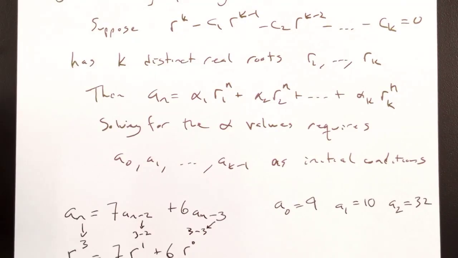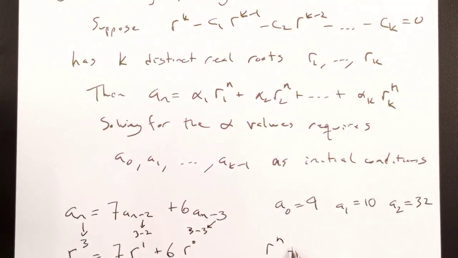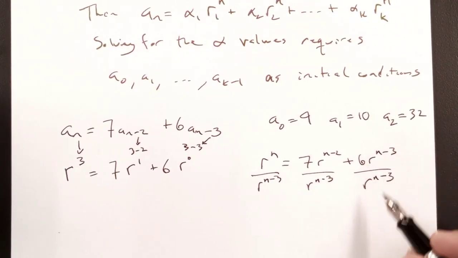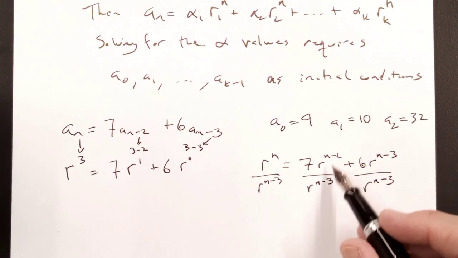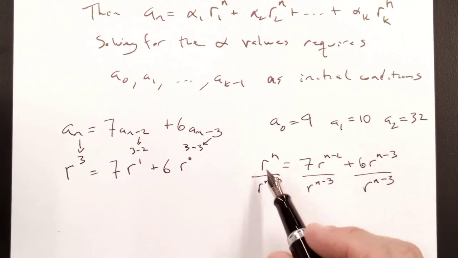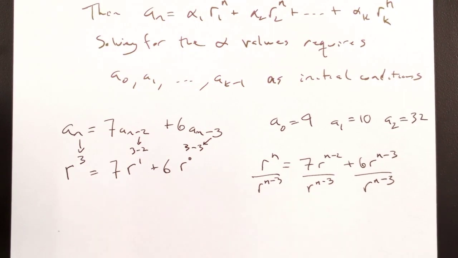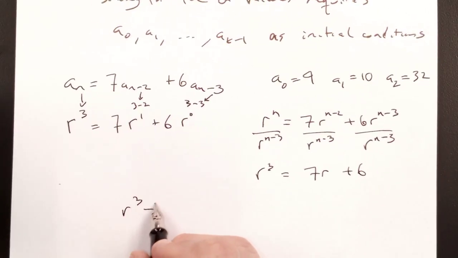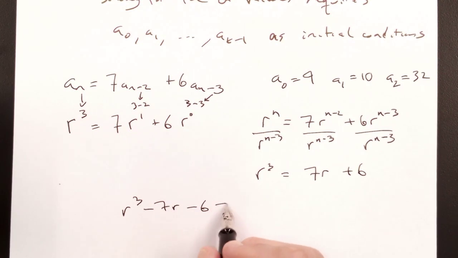The other way you could do it is you say, I'm going to do r to the n is 7 r to the n minus 2 plus 6 r to the n minus 3. And then I'm going to divide everything by r to the n minus 3. Over on the right here, that's no r's. Here, that's going to be 1r. Here, that's going to be 3. Same result. Put it all on one side. I get r cubed minus 7r minus 6 equals 0.